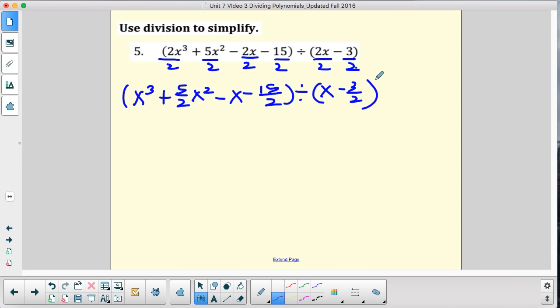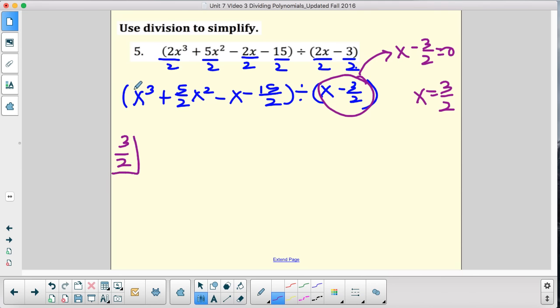Now I can go ahead and do what I did before. I need to find my 0. So I have x minus 3 over 2 equal to 0. So add 3 over 2 to the other side, and so x is equal to 3 over 2. So I write 3 over 2 in my box. Then I do my coefficients. So we have 1, 5 over 2, negative 1, negative 15 over 2.